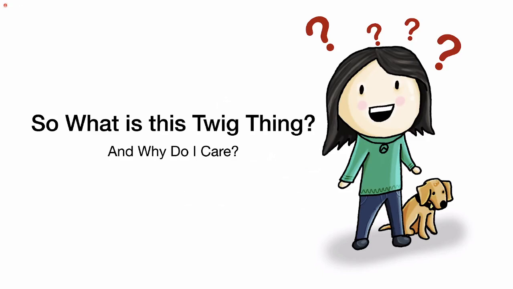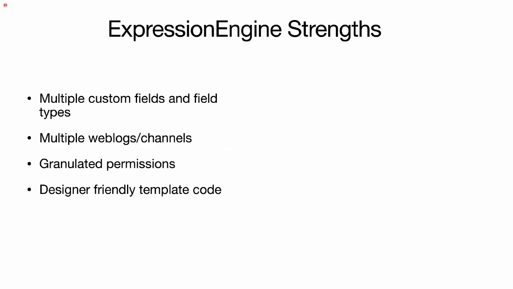And we'll talk about why you should care, even if you don't want to use Twig, because you don't need to. But to do that, I want to go back to the beginning and take a look at 2004. That's really when ExpressionEngine came out. pMachine was 2002. And it gained popularity very quickly, in part because of the custom fields, multiple weblogs at the time, channels, that was unusual, permissions, lots of things.